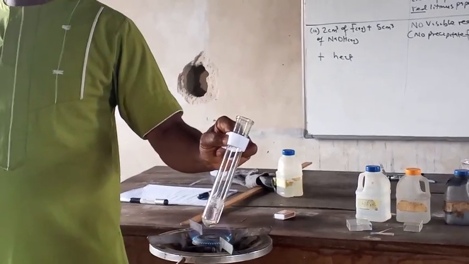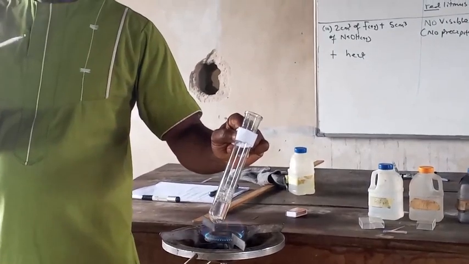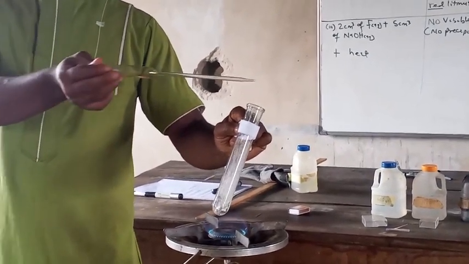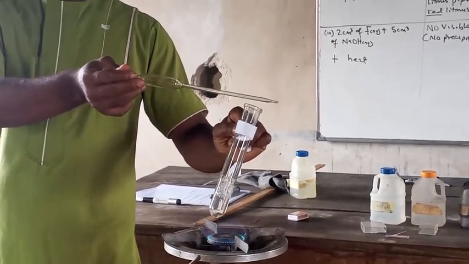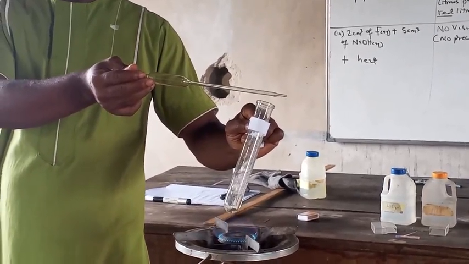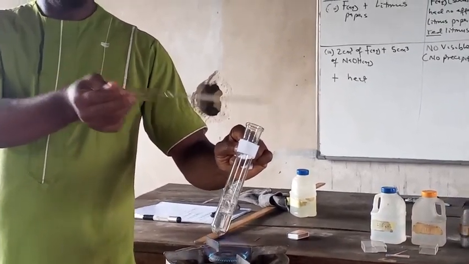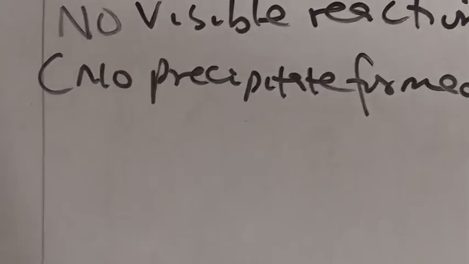So we're going to carry out another test on the gas this time around. We bring a glass rod that is soaked in HCl. You can see white vapor or white fumes coming out when the gas comes in contact with HCl. Are you seeing it? So that is it. So we now report our work.